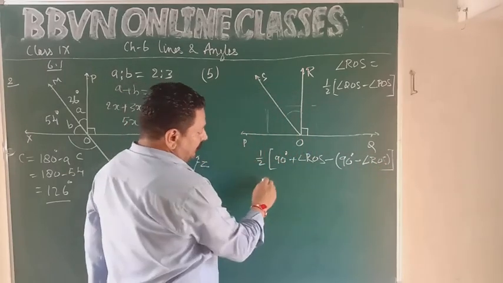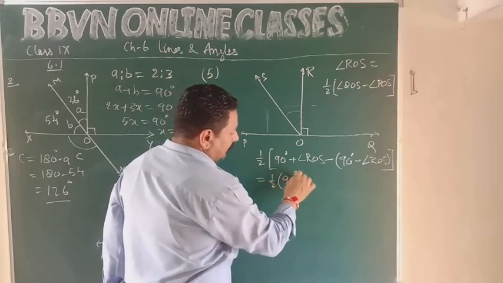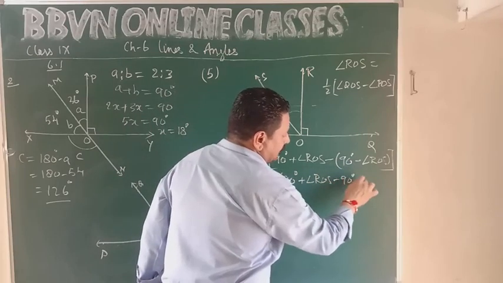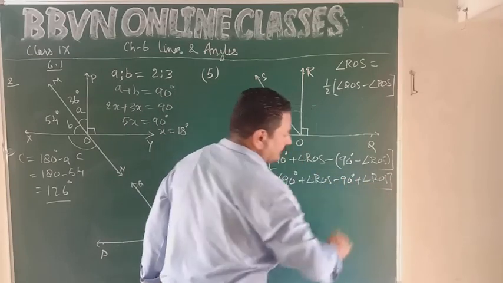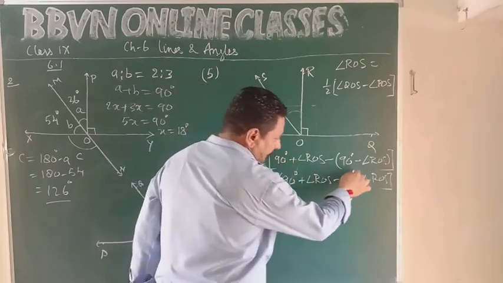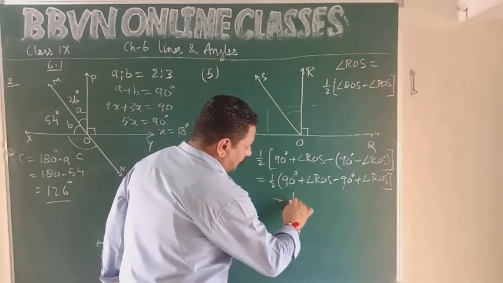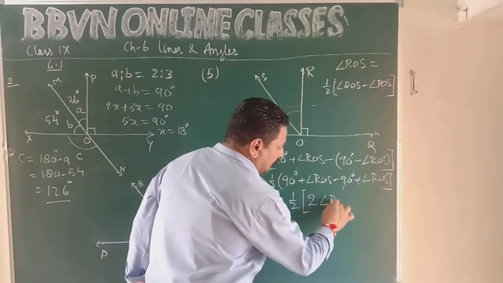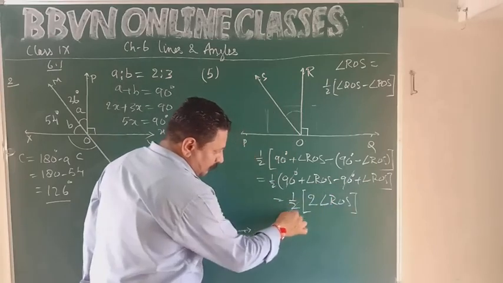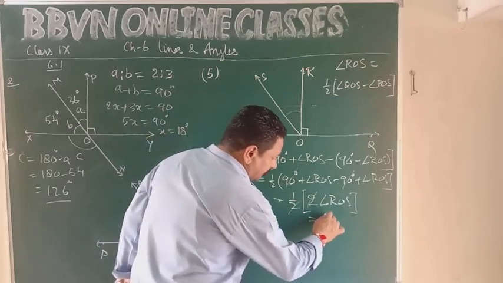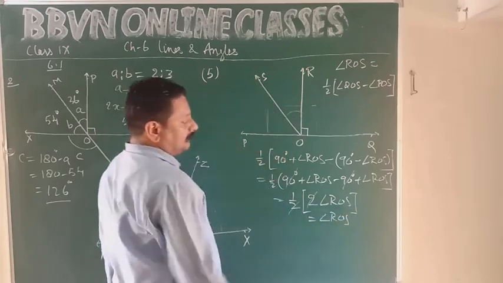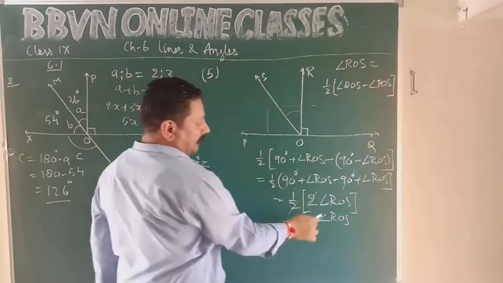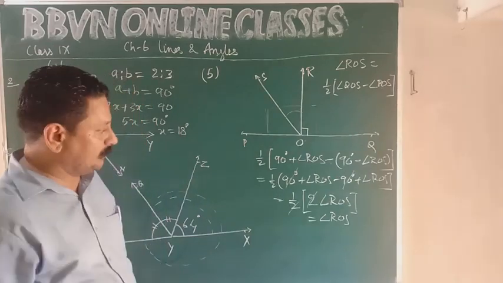Okay. Now let's open the bracket. 90 degrees plus angle ROS minus 90 degrees plus angle ROS. Clear? Now positive 90 degrees and negative 90 degrees cancel. We are left with half of angle ROS plus angle ROS, that is 2 times angle ROS. Now this 2 gets cancelled with this 2. What are we left with? Angle ROS. It means half of angle QOS minus angle POS is equal to angle ROS. Hope you got the solution.